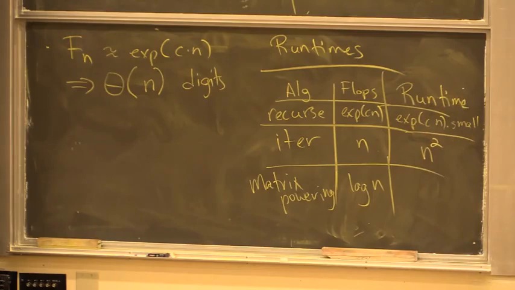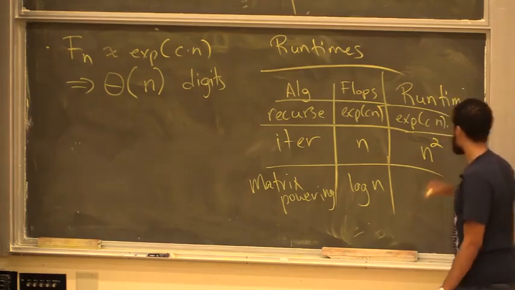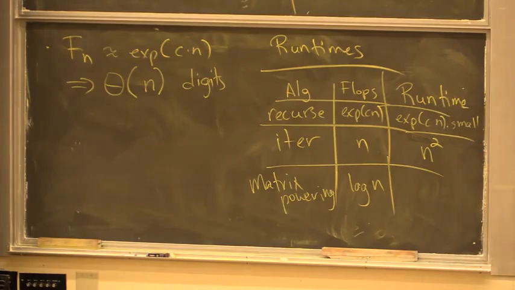It's at most n squared. How about matrix powering? Here you have to be a little careful. It seems like it's better, right? It's log n flops. Those flops are coming from matrix-matrix multiplication, right?